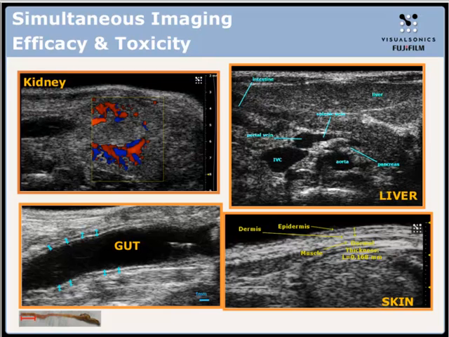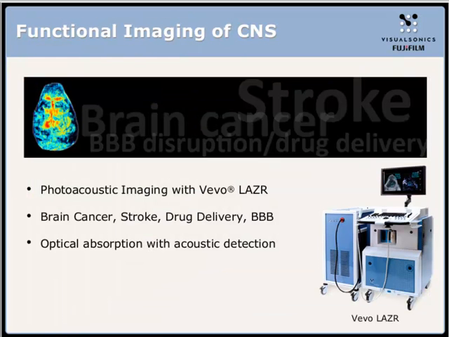So again, if you're looking at the effects of your treatment, either from a therapeutic point of view or potential side effects, the vivo imaging systems can be utilized in a variety of different organs and disease states. A new area that we've been exploring is looking at the central nervous system, looking at brain imaging, everything from brain cancer, stroke, drug delivery involving the blood-brain barrier. This is all done using the vivo laser photoacoustic imaging platform.